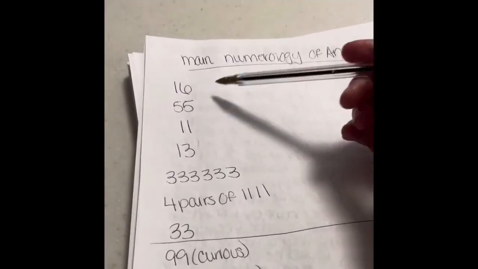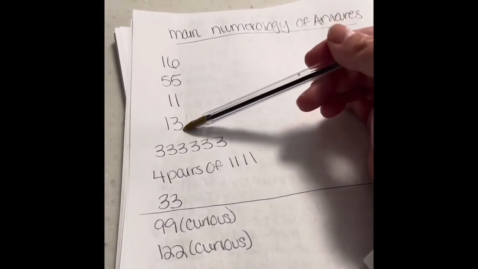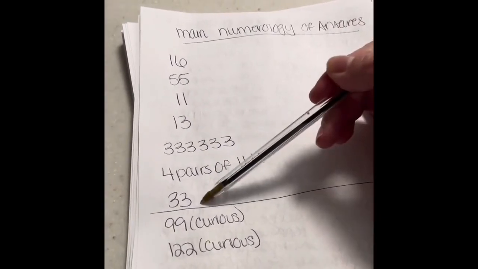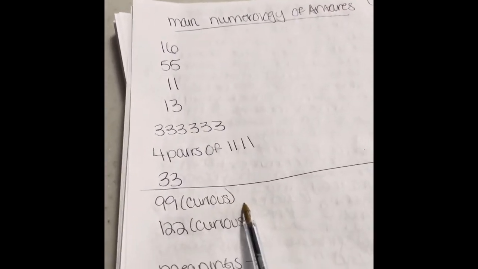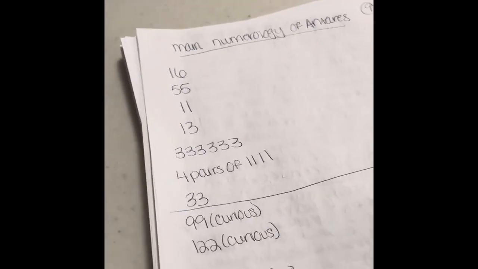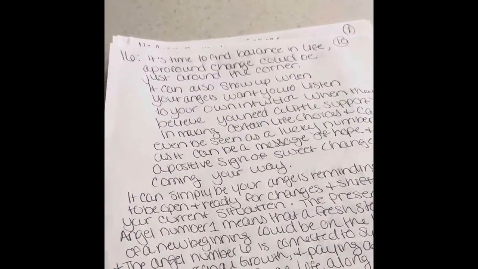Now the main ones that I was drawn to look up their meanings for you and the collective as well. 16, 55, 11, 13, 333, 4 pairs of 11, 11, and 33. I was also curious about the number 99, as I've been seeing that a lot, and 122. So I looked up the meanings of these specific ones that stood out to me. 1111 just now on my clock. So the first one I go over is 16.